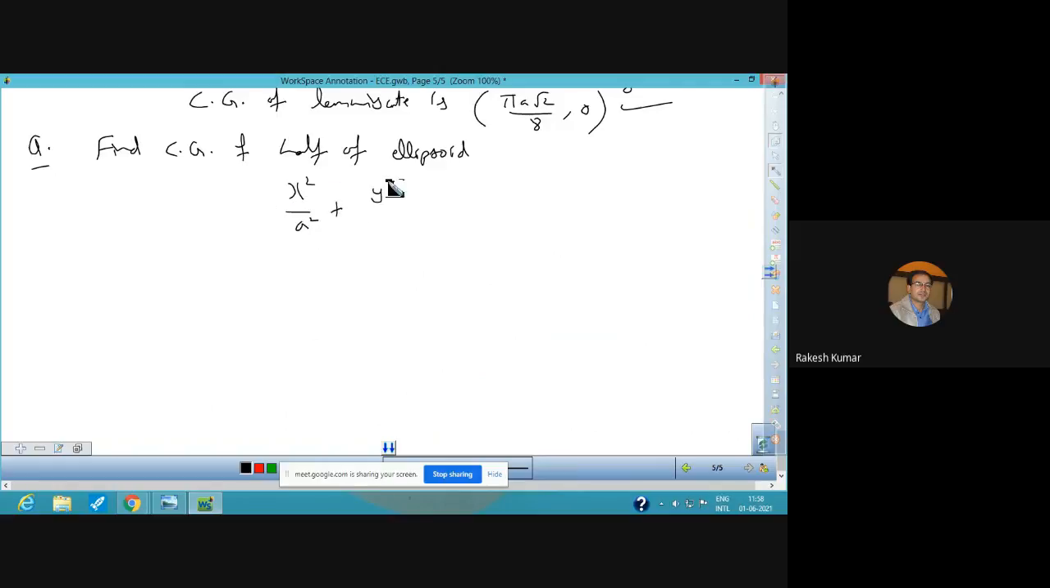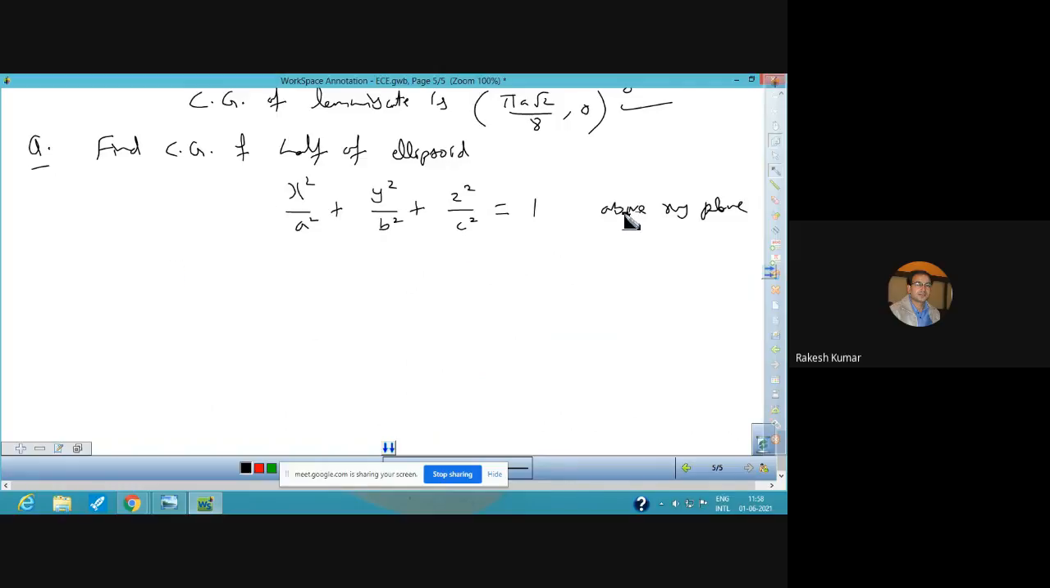x square upon a square plus y square upon b square plus z square upon c square is equal to 1, which lies above xy plane. Remember, which lies above xy plane. This is important to note down. By symmetry, the center of gravity.